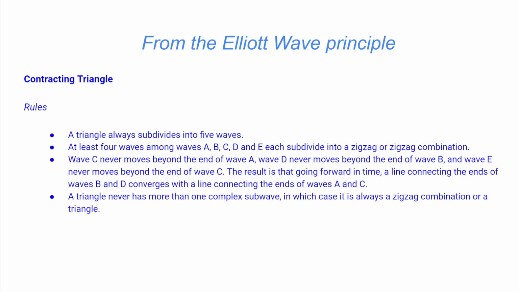Wave C never moves beyond the end of wave A, wave D never moves beyond the end of wave B, and wave E never moves beyond the end of wave C. The result is that going forward in time, a line connecting the ends of wave B and D converges with a line connecting the ends of waves A and C. A triangle never has more than one complex subwave, in which case it is always a zigzag or a combination or a triangle.